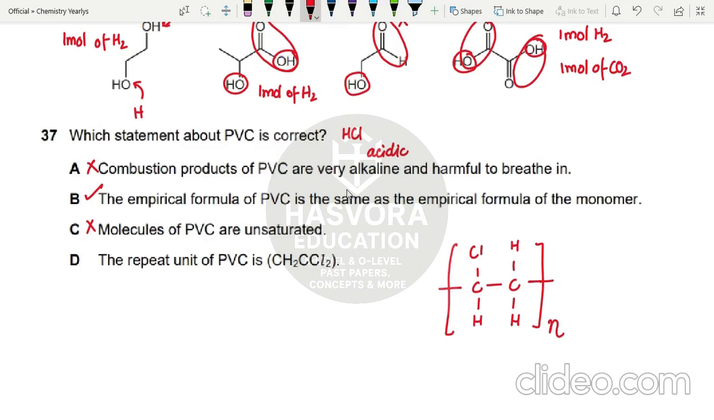Then they have told the repeat unit of the PVC is CH2CCl2. So they are actually telling that this is the polymer, the monomer. So this is what they are trying to say. Now I have told you this is the structure, not this. It contains only one chloride, not two. So this will also be wrong. So now let's solve the next question.